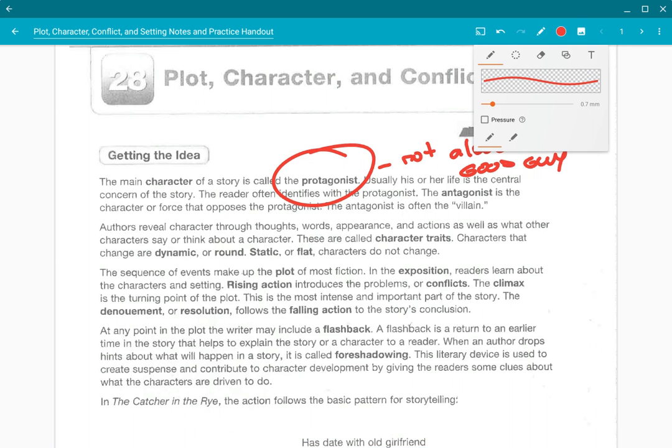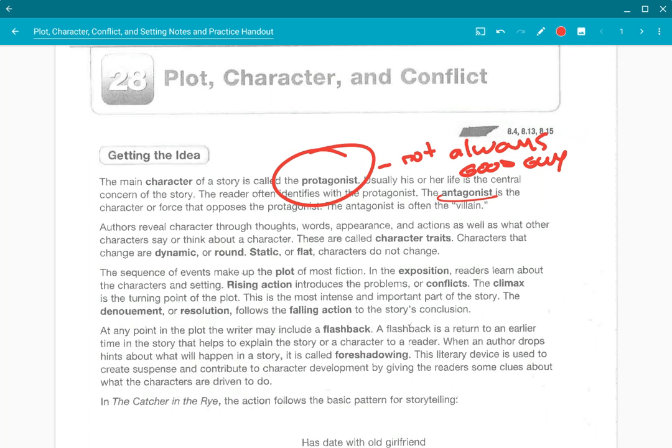And you've got to think about this: the antagonist is not always a person. Maybe it's a group of people. Maybe the antagonist is a force that's working against the protagonist. Nature can be an antagonist. One of my favorite movies, Meg: the antagonist is a giant shark. Nature.